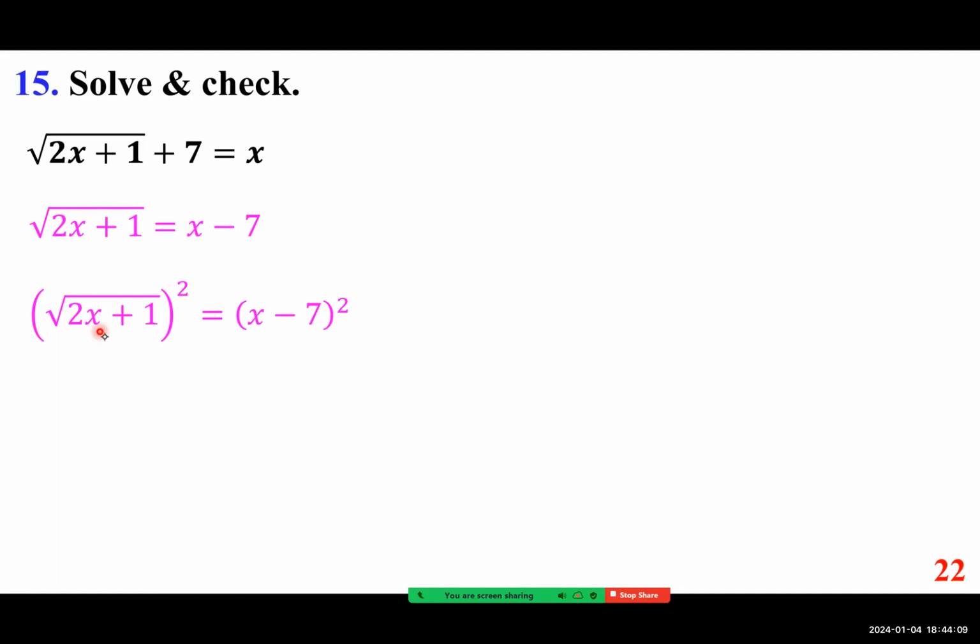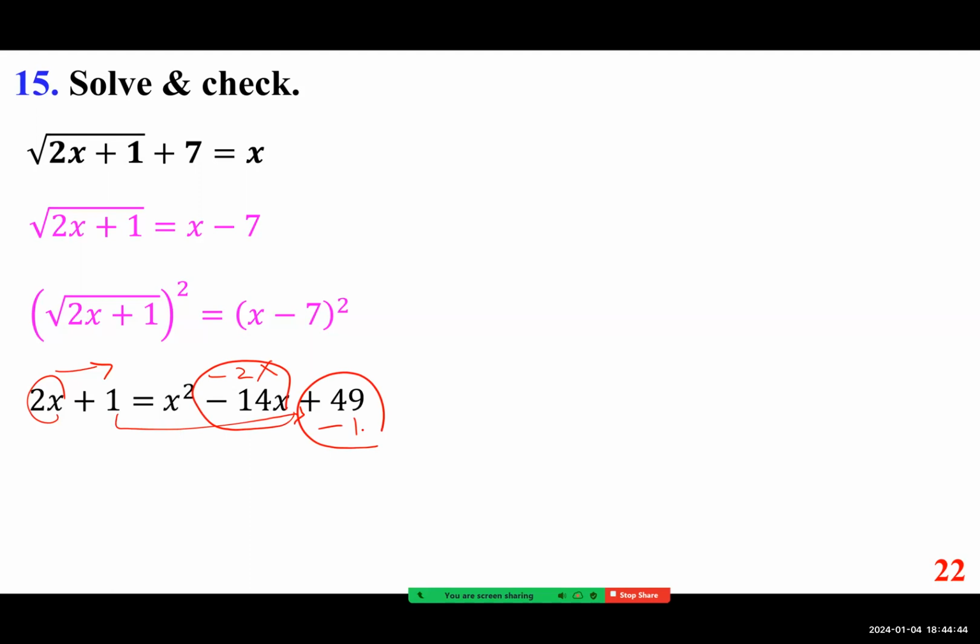Obviously, this comes out. And of course, x squared minus 2 times x times 7, minus 14x, plus 49. I'm assuming nobody has any problem with those identities. And so I'm going to move everything to the right, meaning this gives me minus 2x, meaning minus 16x, and this gives me 40. I want two numbers whose product is 48.